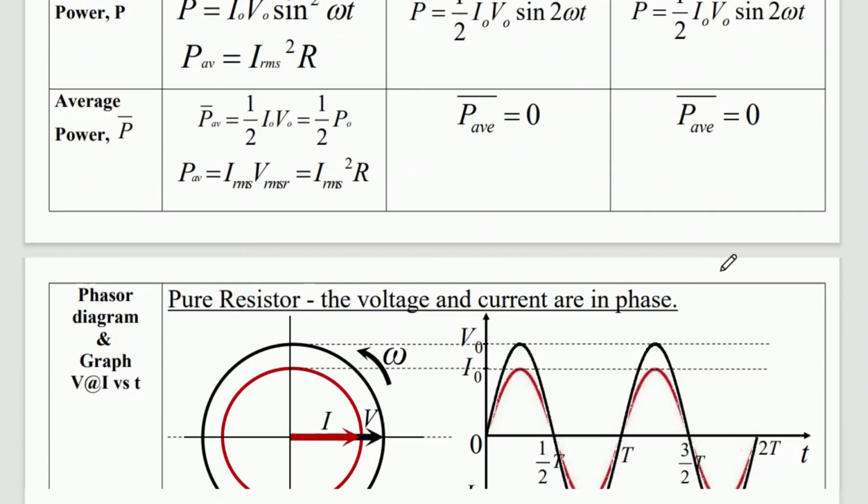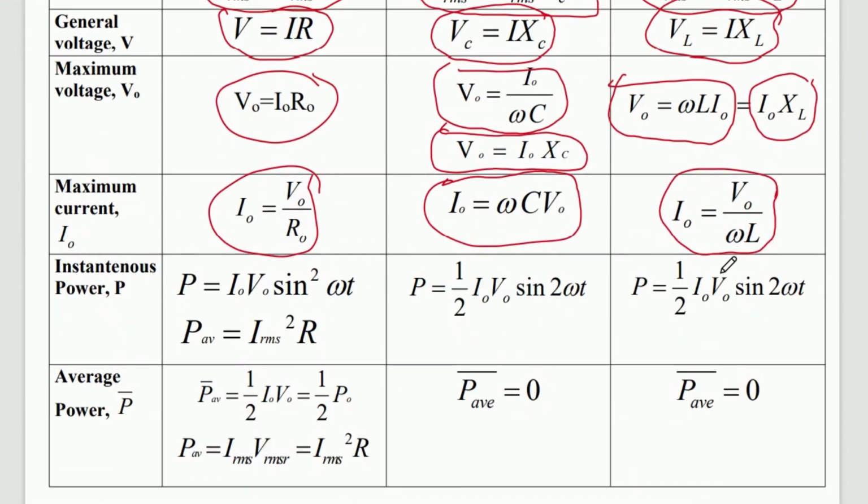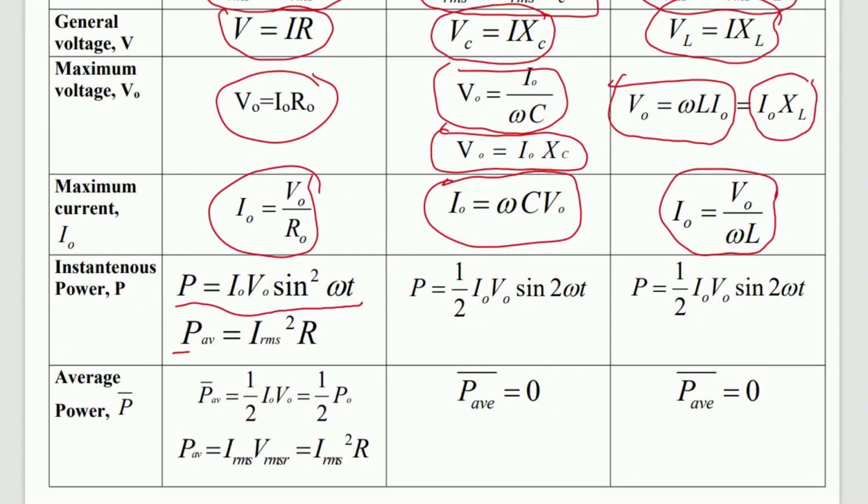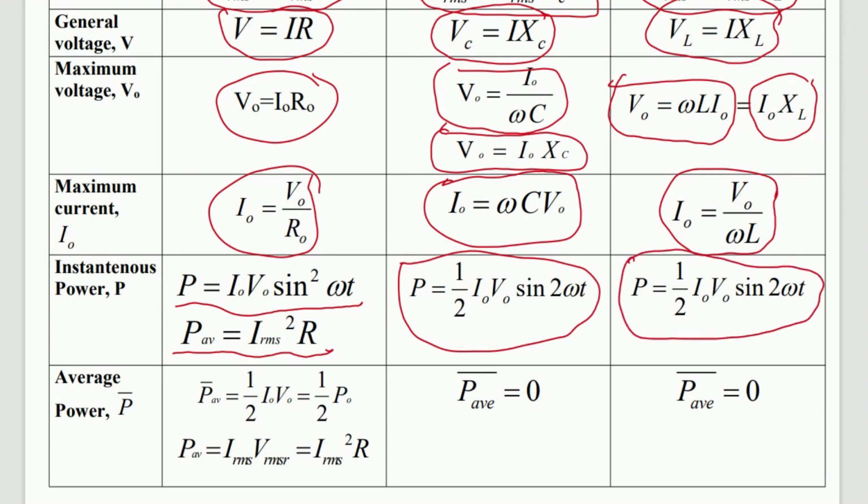Now look at the instantaneous power. For the pure resistor, P equals I0 V0 sin squared omega t, and P average equals I RMS squared R. So this is the equation for the instantaneous power for the pure resistor. Then P equals half I0 V0 sin 2 omega t for the pure capacitor, and also P equals half I0 V0 sin 2 omega t for the pure inductor.